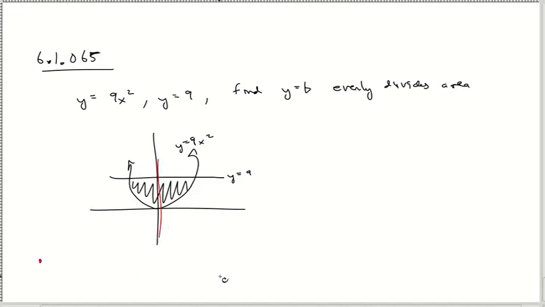And you're like, oh, right there. Duh, 0. Yeah, no, hold on. It's y equals b. They're wanting a line this way that's going to cut that area in half. That is not as easy. In fact, I would say that this is probably the hardest problem in this section. And that's why I wanted to do it.